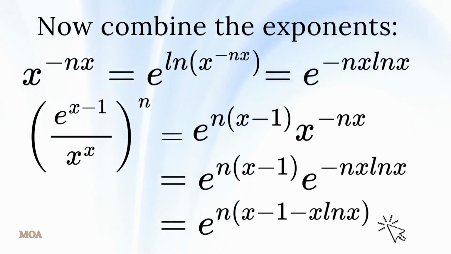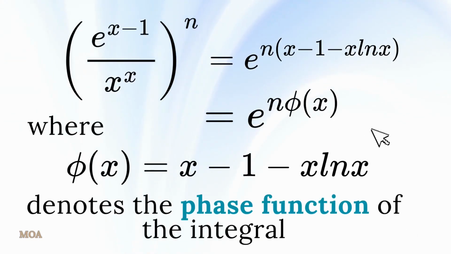Combining the exponents leads to the exponential of n times the quantity x minus 1 minus x times the natural logarithm of x. Hence, the exponential of the quantity (x minus 1) divided by x^x, all raised to the power n, equals the exponential of n times phi of x, where phi of x is the quantity x minus 1 minus x times the natural logarithm of x. This function denotes the phase function of the integral, also known as the exponent function.